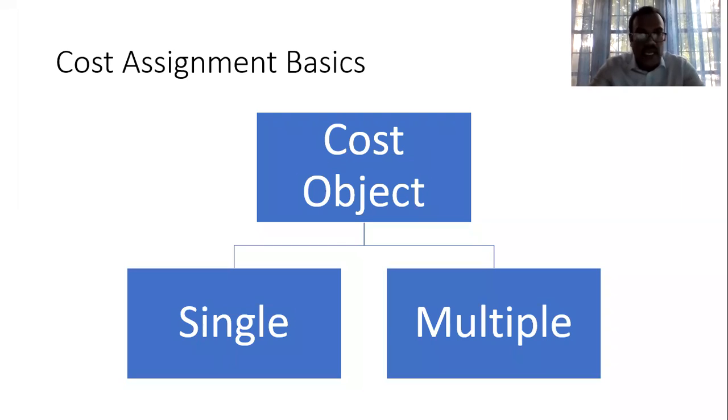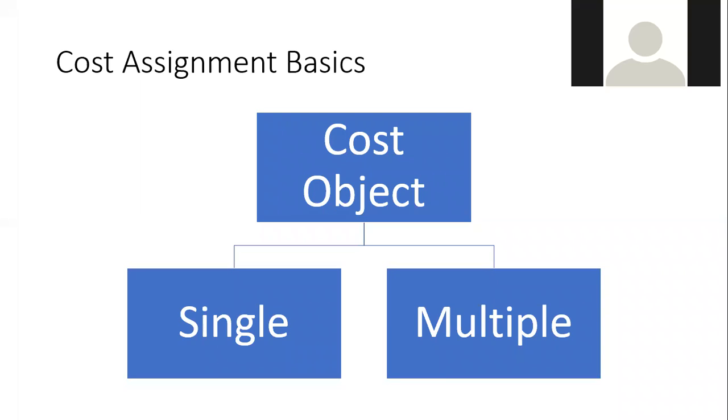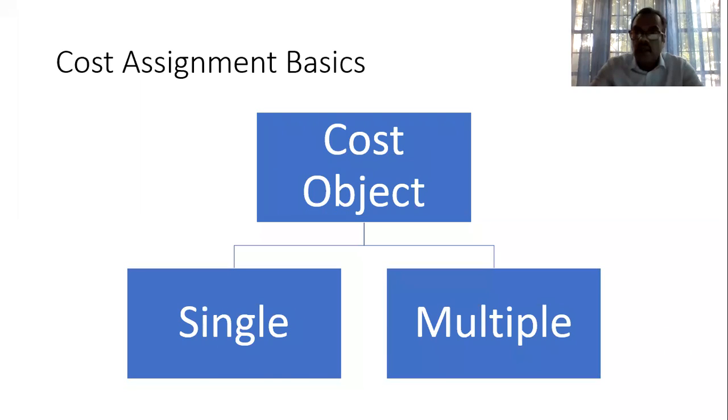In a simple definition again, the cost assignment task can be divided into two, depending on two situations. What are these two situations? Situation number one is a single product situation. The other one is a multiple product situation.